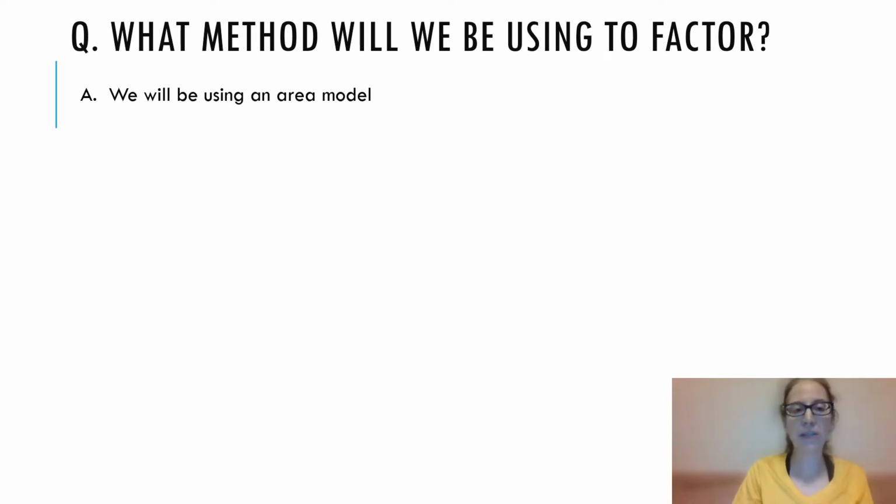We are going to be using something called an area model. The reason we're going to be using that is because you are already familiar with finding area from your previous math classes. So it is a nice model. It's very visual. It's going to lay the factoring out in a format that I think is nice for students to have. And it also ties into things that you already know how to do.